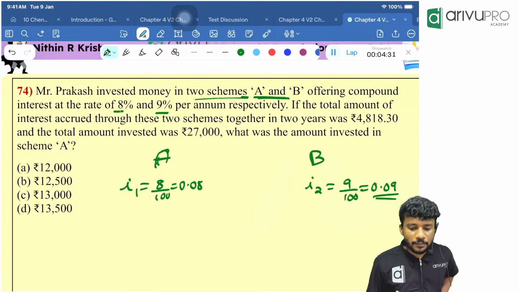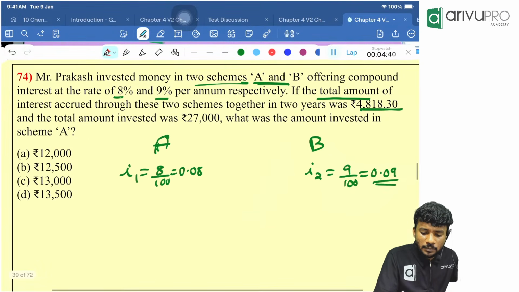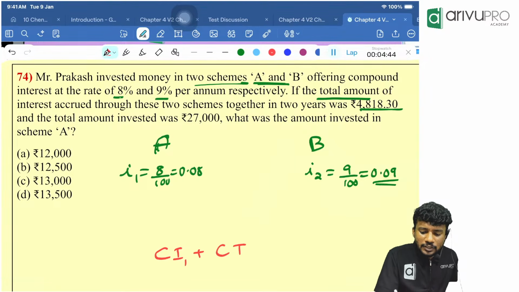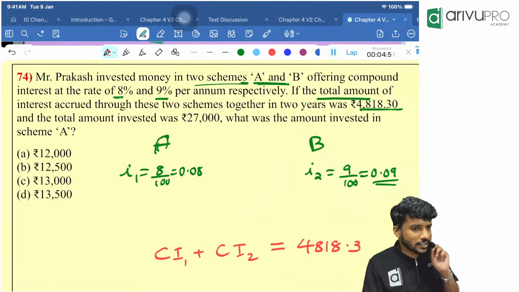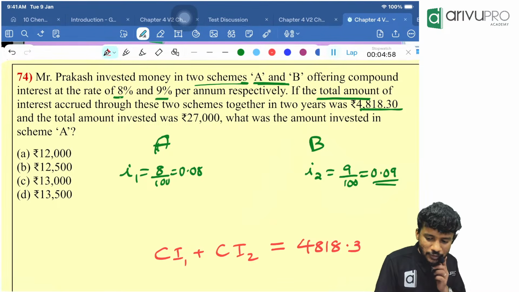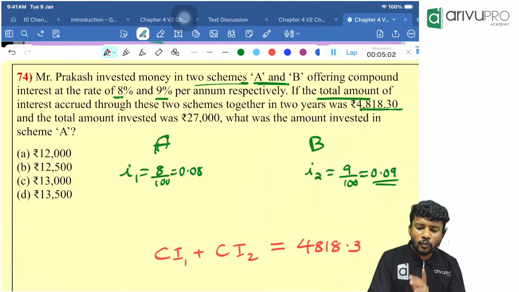Two values are there. Then they are telling the total interest acquired from the 2 schemes is equal to this much. So total interest acquired from 2 schemes means CI1 plus CI2. From A how much I got, plus from B how much I got. The total is equal to 4880.3. That is the given thing. Sum of the compound interest is equal to 4880.3.